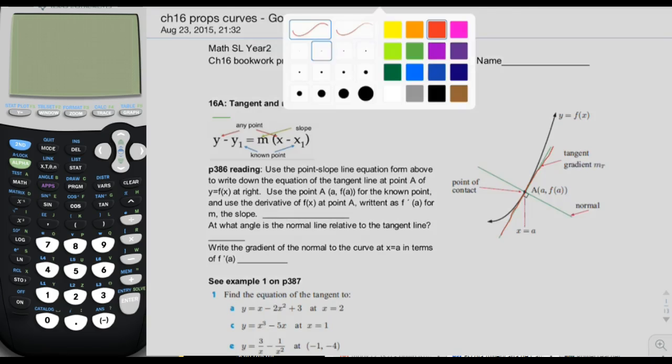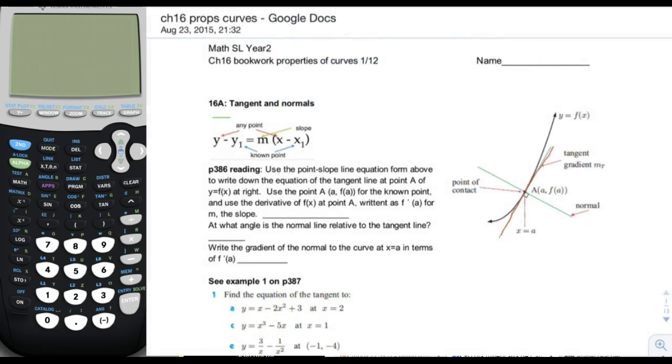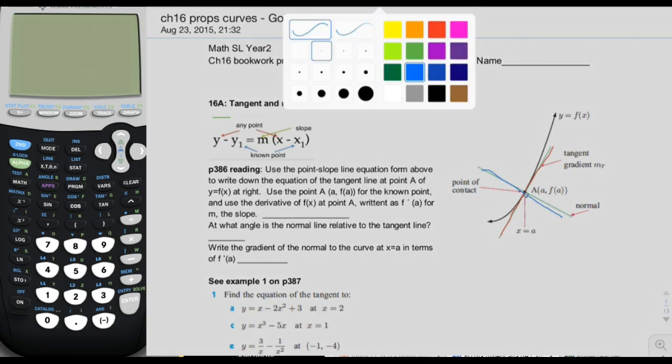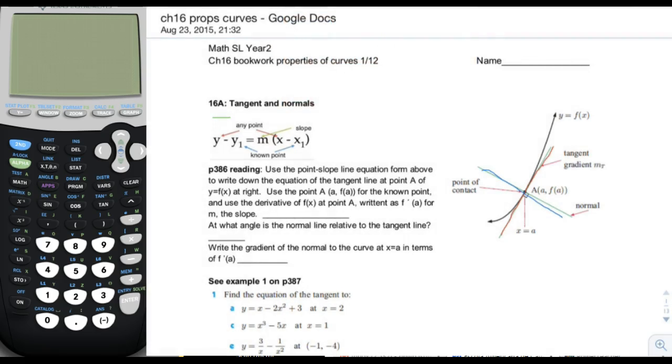And if you do that, it happens to be the same as the derivative of the function. Now the normal is actually a perpendicular to the tangent. So it actually crosses the function at kind of a 90-degree angle if the function were straight.